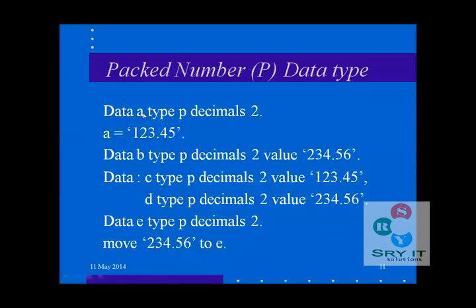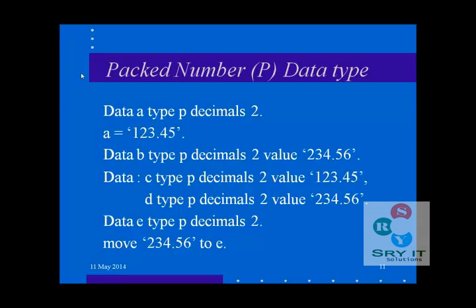So for the decimals, data A, we are not requiring any size because it's a fixed size, P. P is packed. Packed is nothing but floating point. So A type P decimals 2. So I can assign 2 decimals, specifying the decimal number. So A equal to 1, 2, 3 dot 5, 4.